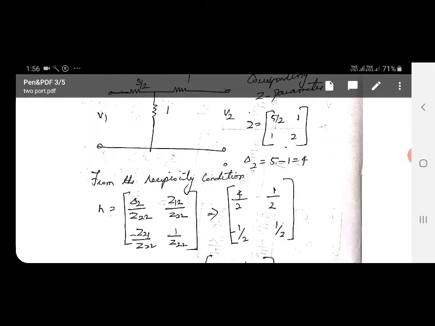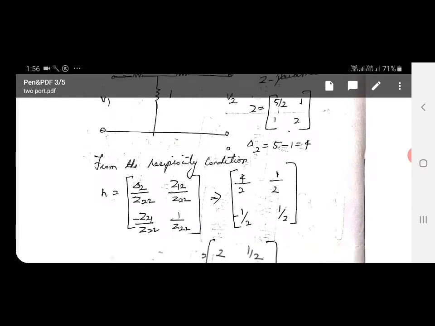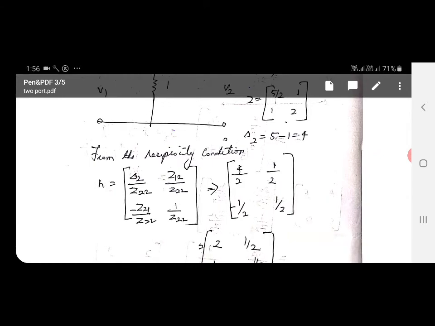Next we need to find out the del Z value. Del Z is equal to 5 by 2 into 2 minus 1, which is equal to 4. Then from the reciprocity condition table which we saw in the previous video, this table is for converting the Z matrix into the corresponding H matrix, Z converting into H parameter. This formula we need.